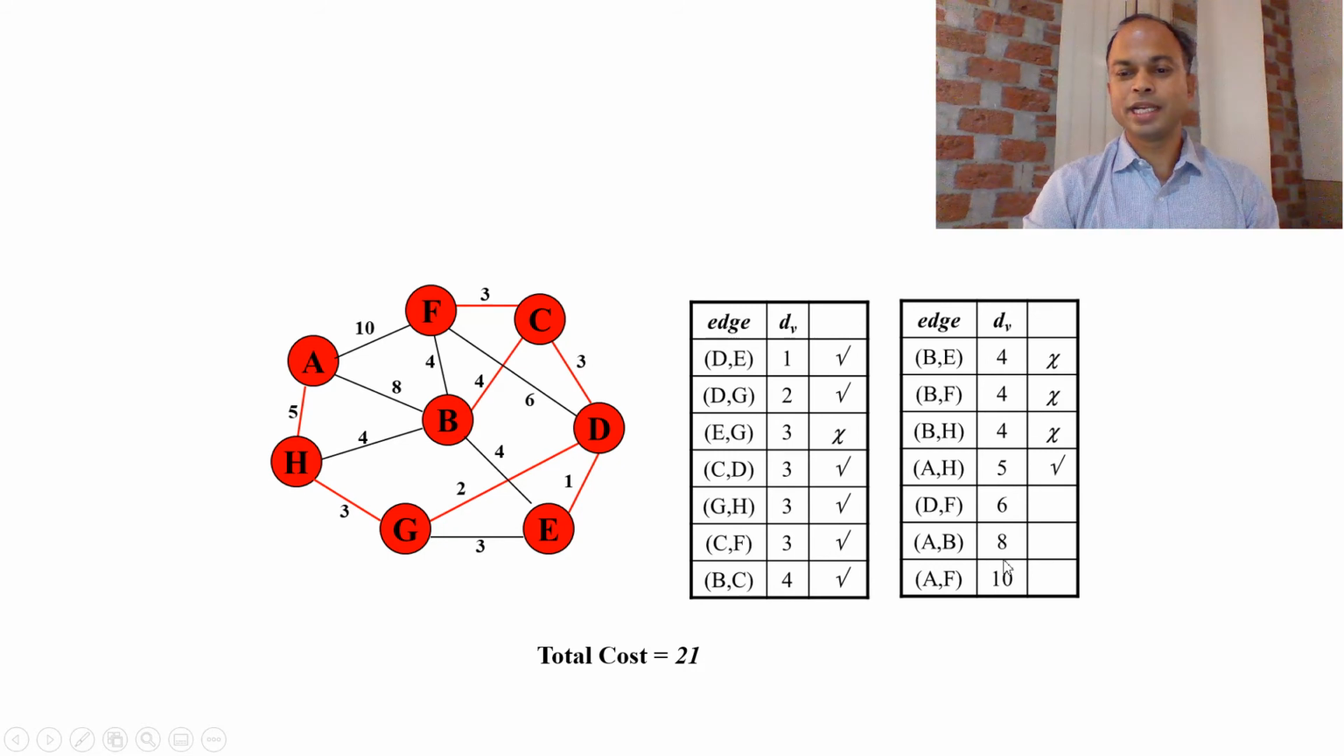And we cannot take all the remaining edges because we have already taken n-1 edges. I mean total 8 vertices are given. We have already taken 7 edges, as number 1, 2, 3, 4, 5, 6 and 7. No need to study the remaining edges because we have taken n minus 1 edges. If we take the sum of these values, then the sum is 21. Further, the cost is 21.